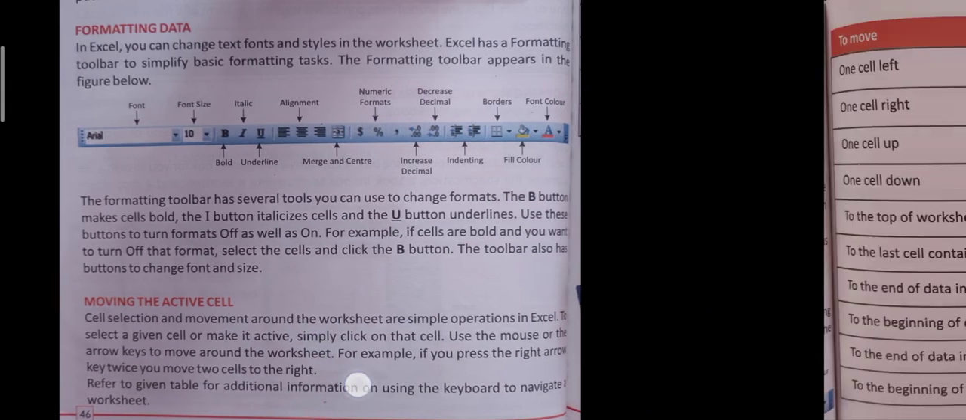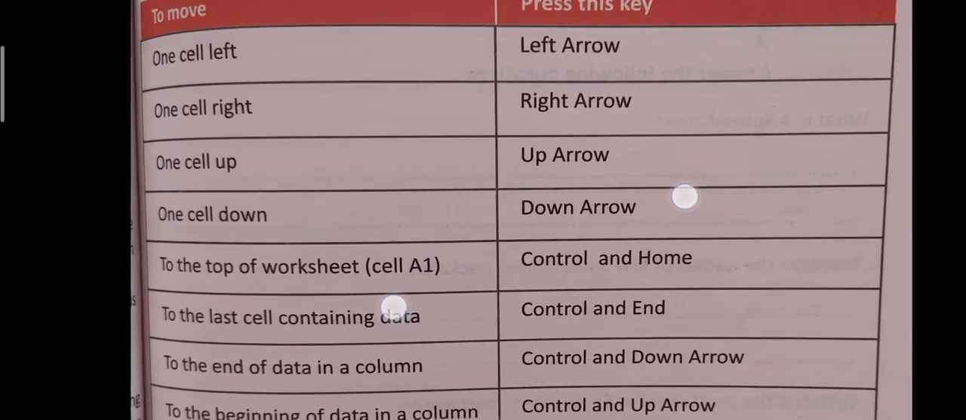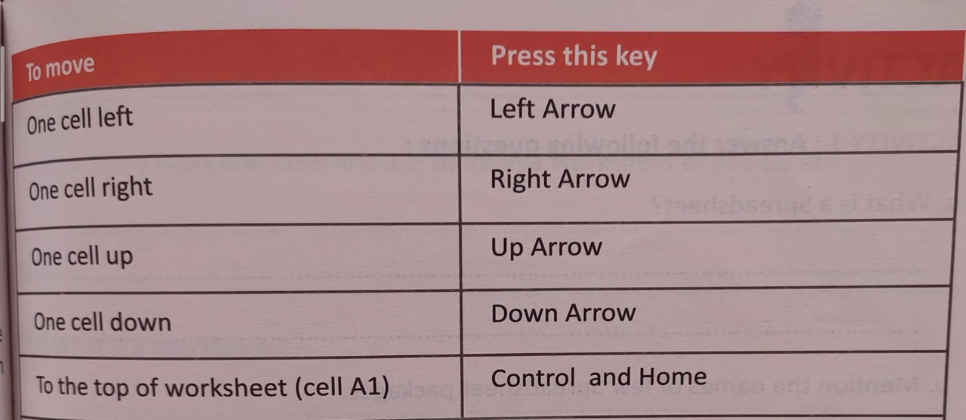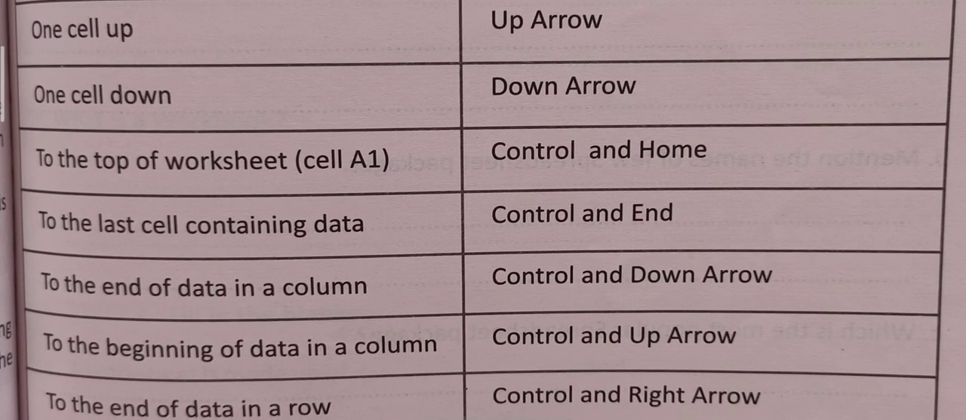This table is very important as well as easy. To move one cell to the left, you press the left arrow one time. One cell to the right means right arrow one time. One cell up, up arrow one time, and one cell down, down arrow one time. These 4 keys are easily understood. Now, to go to the top of the worksheet, that is cell A1, you have to press Control and Home. That means the first cell of your worksheet.